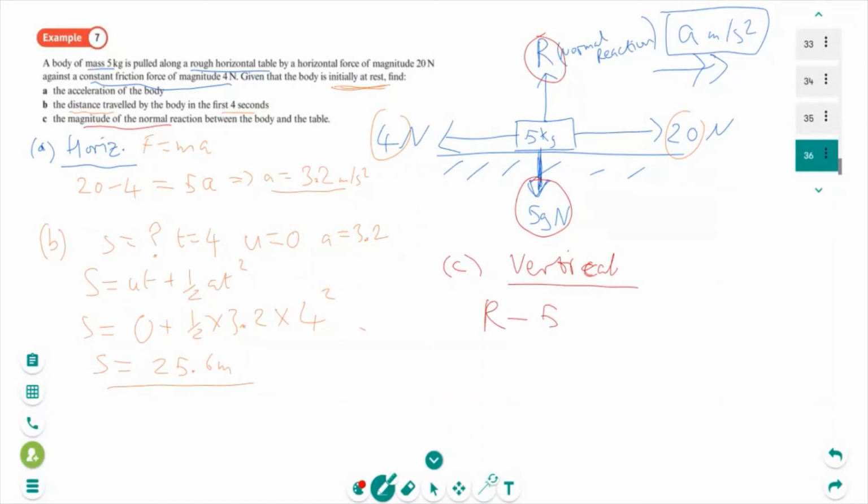And again, we're using Newton's second law, F equals ma, resultant force. So the resultant vertical force is R minus 5G. That is equal to mass times acceleration. But remember, the body is being dragged along the table. So all the motion is towards the right. There's no vertical motion at all. So acceleration is just 0. So that means the normal reaction is equal to 5G. And G is 9.8. If you do that calculation, you get 49. So that is the normal reaction.